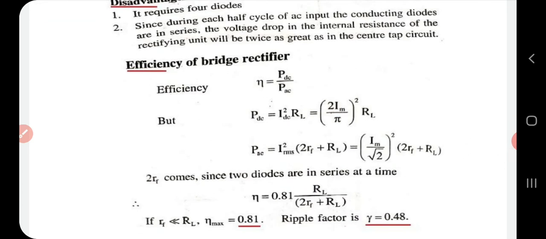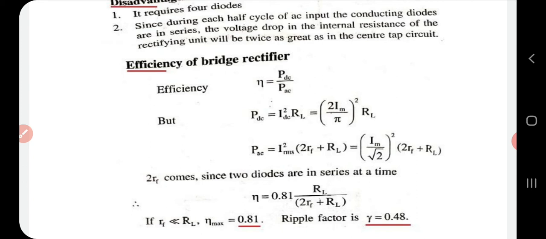Here, regarding efficiency, if you are asked to derive the expression for the efficiency of a full wave bridge rectifier, you can derive it the same way as for the full wave rectifier, which I have already derived in the last class, so I am not explaining it more. The efficiency is eta equal to DC power output by AC power input, that is PDC by PAC. PDC is equal to I square DC RL. IDC's expression is 2Im by pi, which is already derived in the last class, so that is (2Im/pi) square RL.